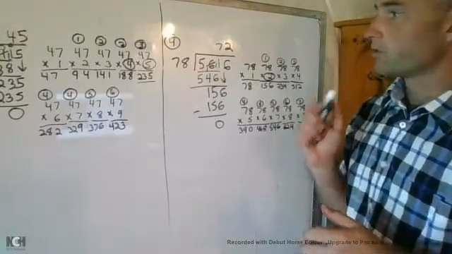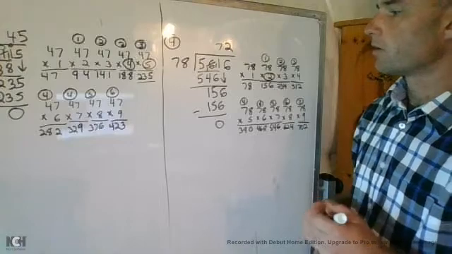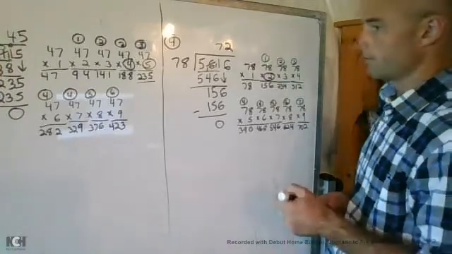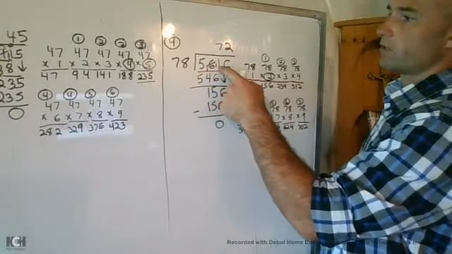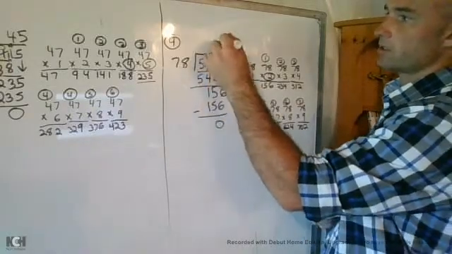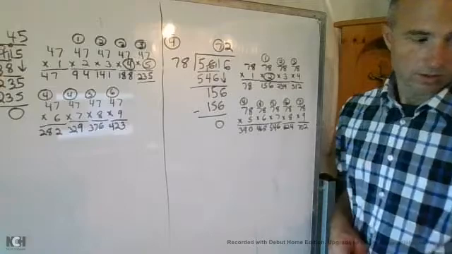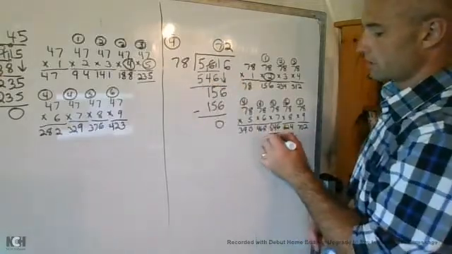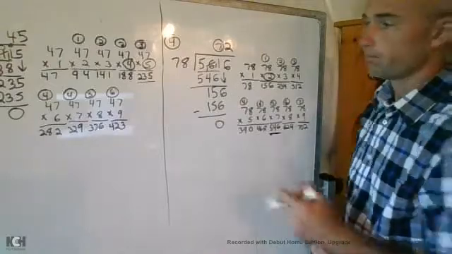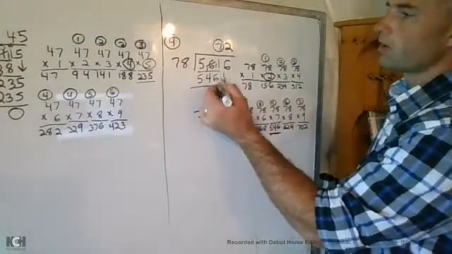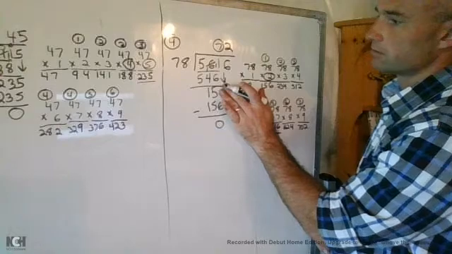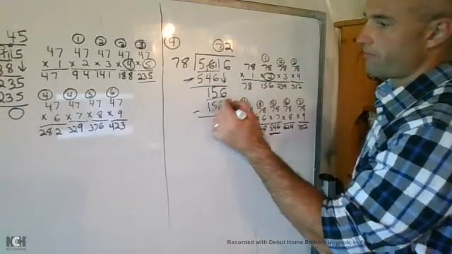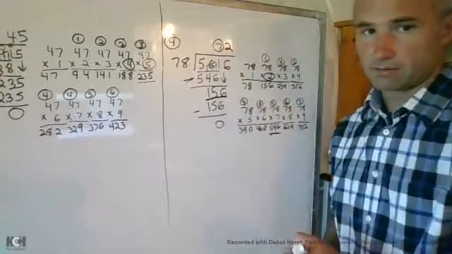Okay, so I ended up getting the answer of 72. How did I do that? Well, 561, 78 goes into 7 times. And I get 546. Okay, when I do that, when I subtract it, I got 15. I bring down my 6, and now I have 156.